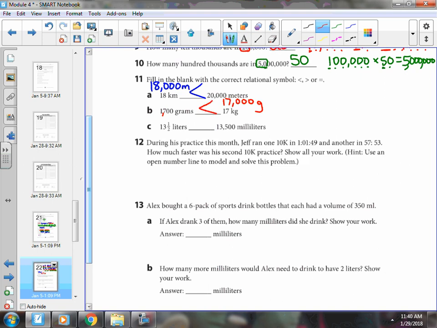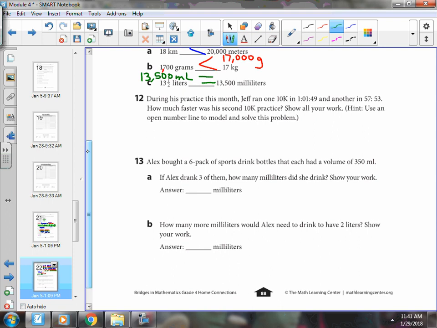And the last one, 13 and a half liters. Well, a liter is 1,000 milliliters, right? Like 1,000 drops. And then a half a liter would be another 500. So this would be 13,500 milliliters. Put that up here. And I can see that that's exactly the same as the other one. So this last one should be equal.